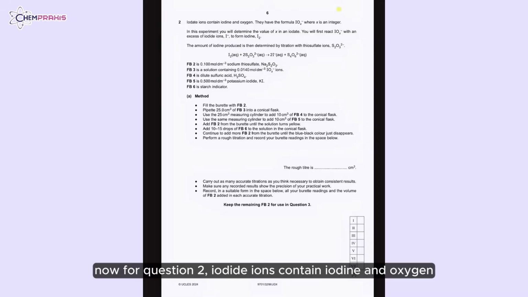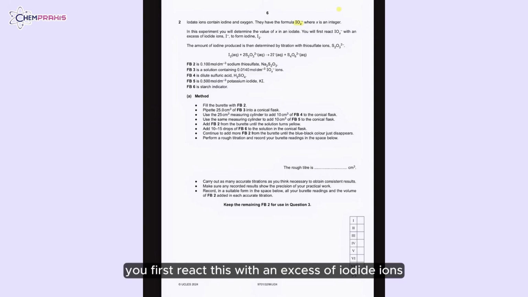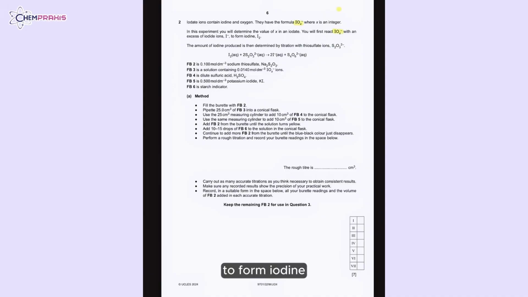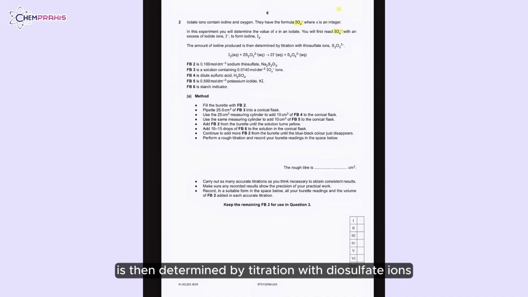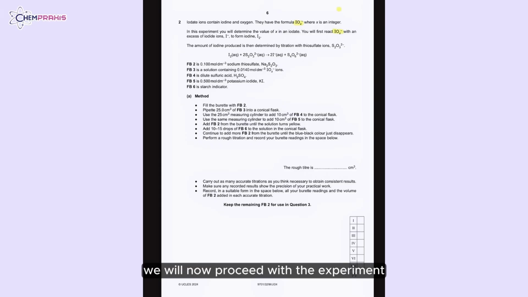Now, for question 2, iodate ions contain iodine and oxygen. They have the formula of this, where x is an integer. In this experiment, you will determine the value of x in an iodate. You will first react this with an excess of iodide ions to form iodine. The amount of iodine produced is then determined by titration with thiosulfate ions. We will now proceed with the experiment.